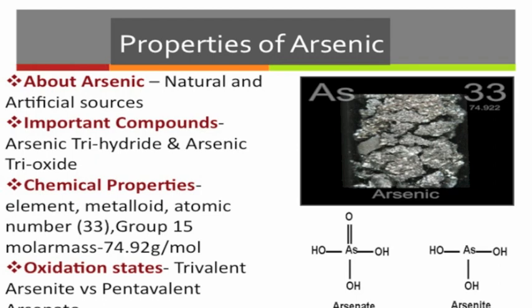Arsenic is a metalloid, and so it has both metal and non-metal properties. Because of this, it can exist in multiple oxidation states and can form a variety of compounds. These include arsenic trihydride, which is formed when arsenic is exposed to an acidic solution in the presence of a strong reducing agent, such as zinc.